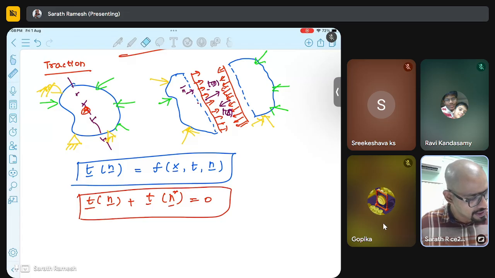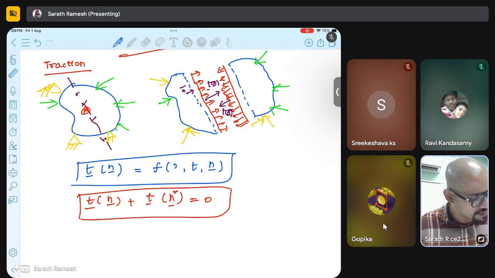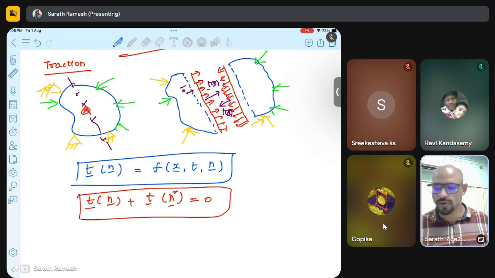Here instead of capital X, let me write small x, the current one, for synchronization with the lectures.